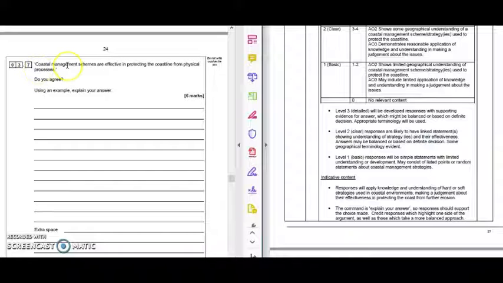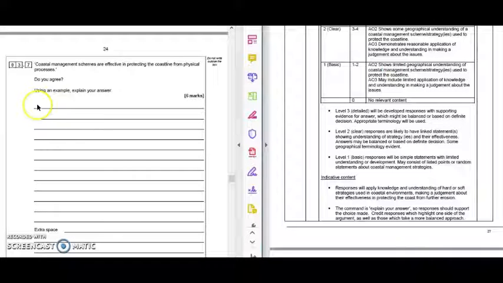3.7. Coastal management schemes are effective in protecting the coastline from physical processes. Do you agree? And we've got to use an example to explain our answer. So it's the final question for the coast section. They don't do 9 markers, so they're 6 markers, but very similar structure required. We do need some balance, we do need some evaluation, we do need some specific examples.